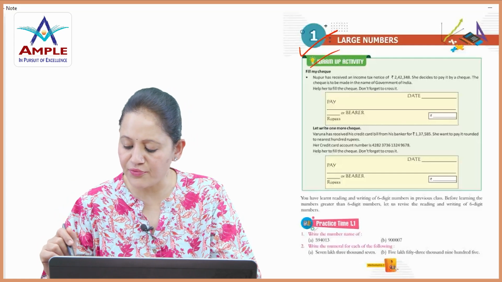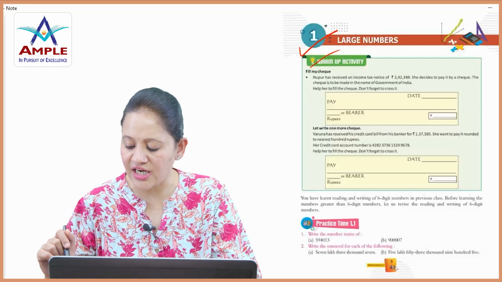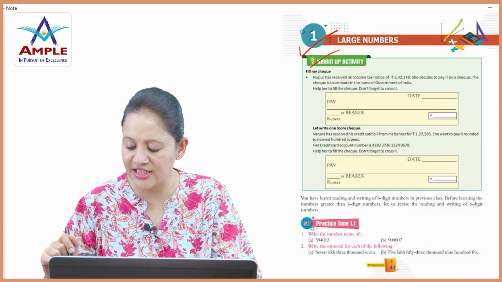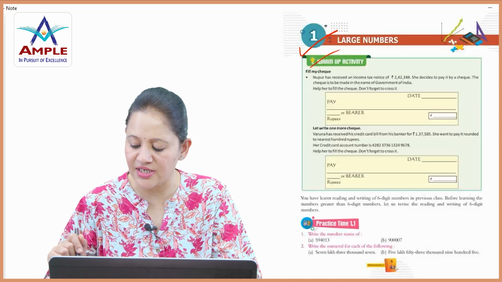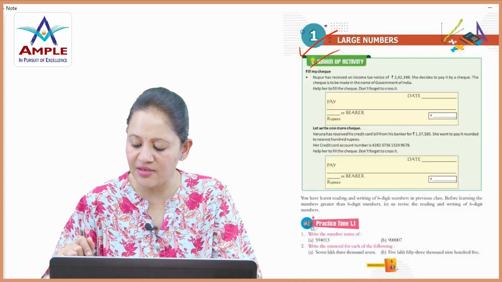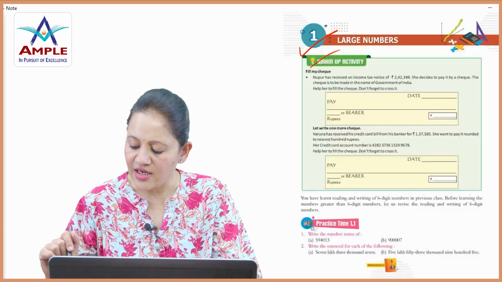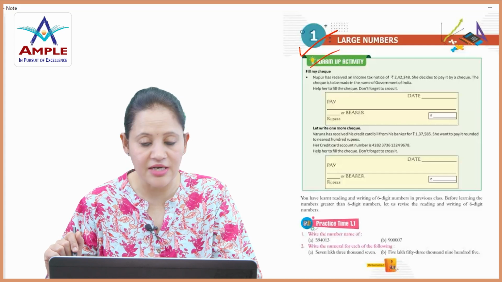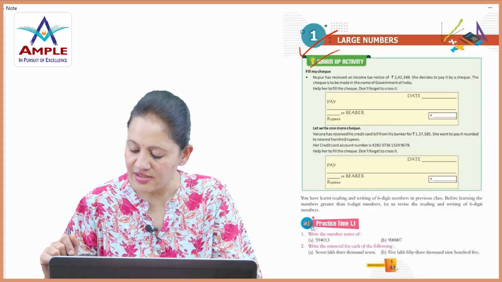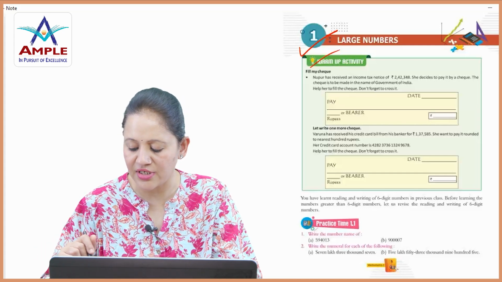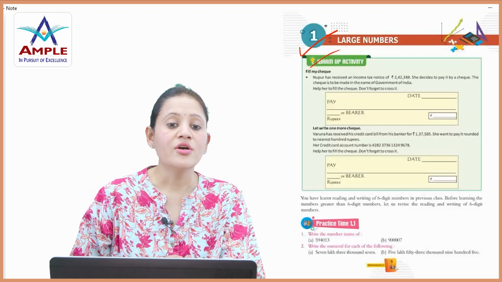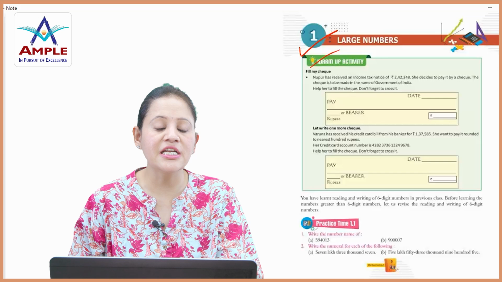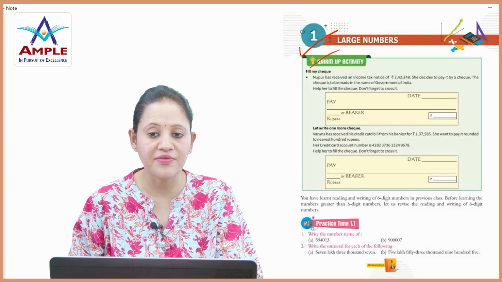So you have to fill the cheque. First you will write the date here, and whom to pay this cheque, that is Government of India. So you will write the name, pay, and you will write the amount here in words, and 2,42,348 you will write in numbers and then cross it. Clear?